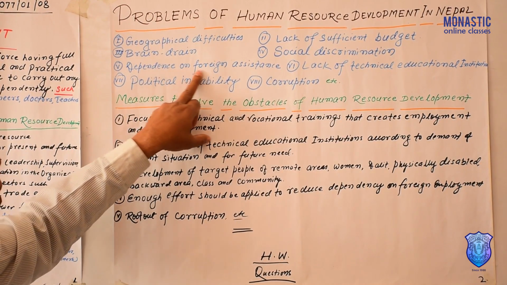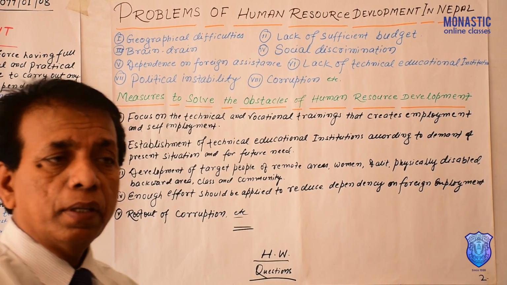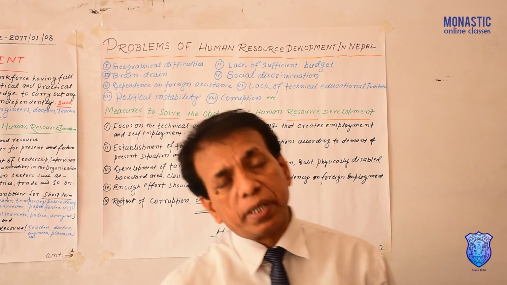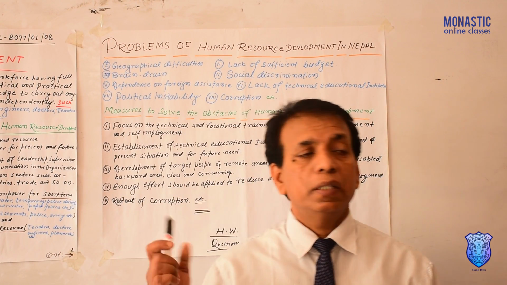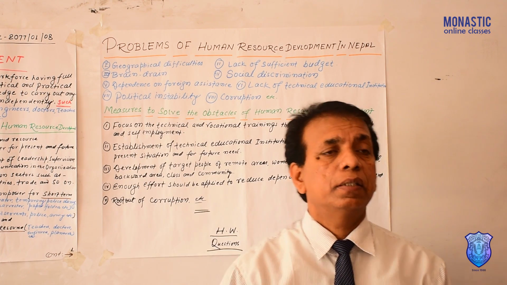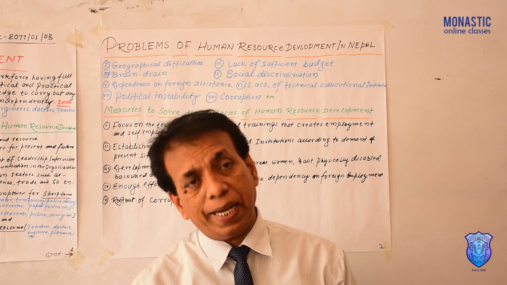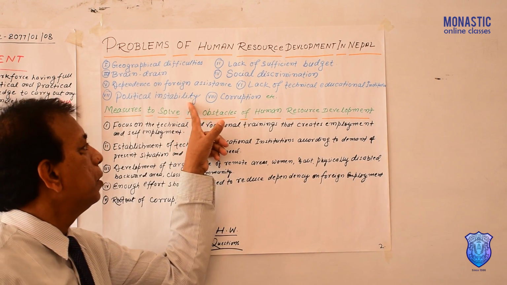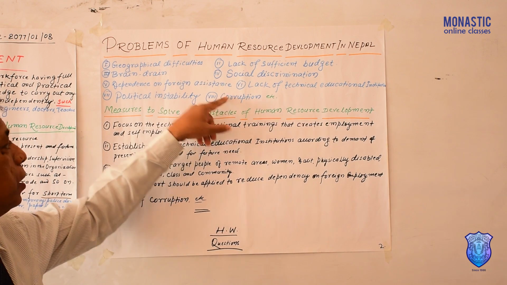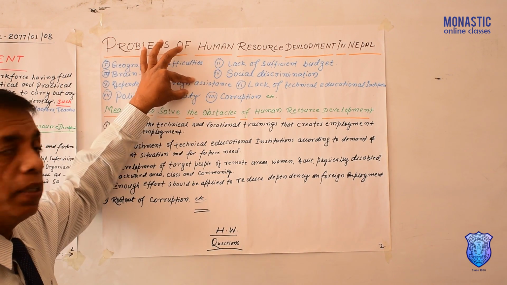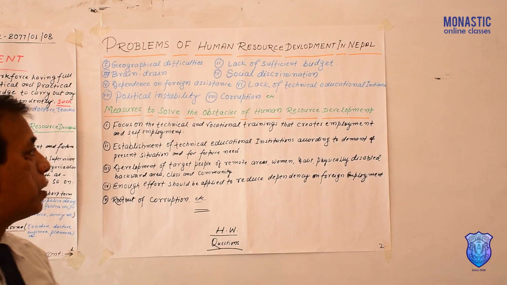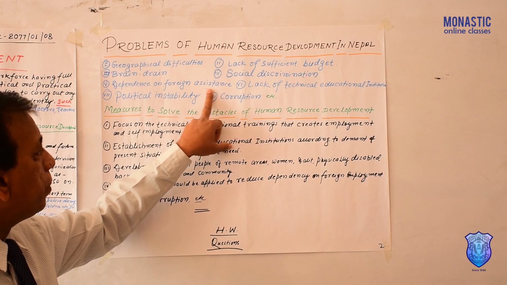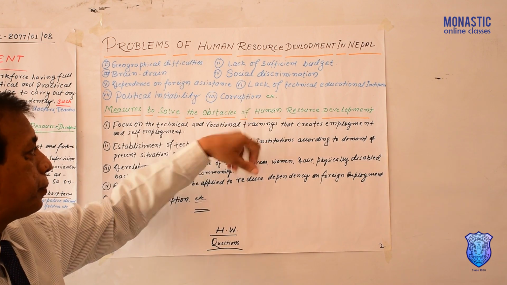Another is dependence on foreign assistance. As I just said to you, our country Nepal is a poor country, and our country is running under foreign countries' donations and foreign assistance. Because of this also, there is a problem. Our country is depending on this. If foreign companies and foreign countries assist, then our country somehow develops. Otherwise, we are facing problems here.